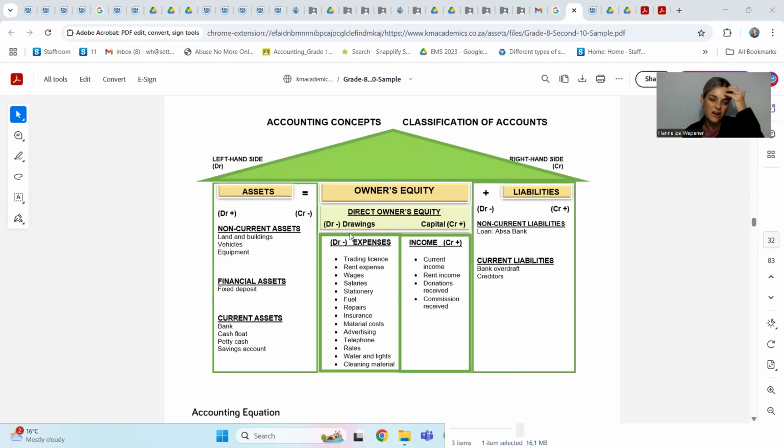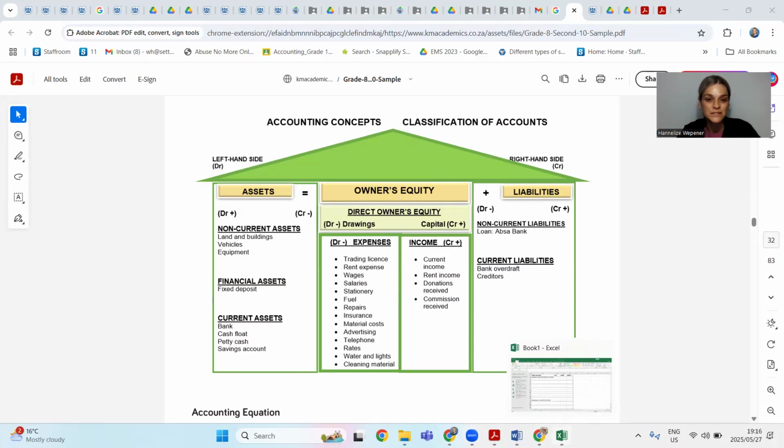One that I see quite often that grade 8 struggle with is salaries and then wages. Remember, the business does not own their employees. Therefore, you cannot include your salaries and wages in your assets. Those are expenses. If you do not pay your employees, they're not going to stay. They're going to go. They get paid for the work that they have done. So please do not include them in your assets. Right, so then when to debit, when to credit?